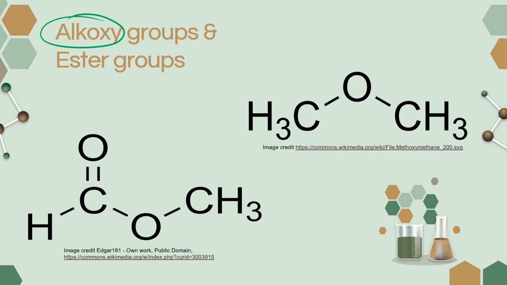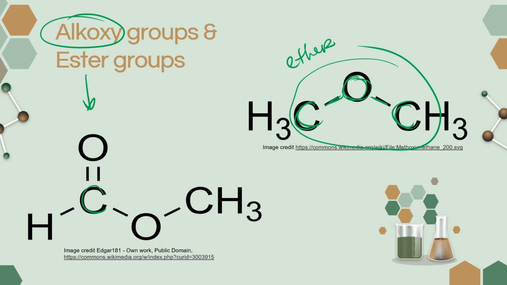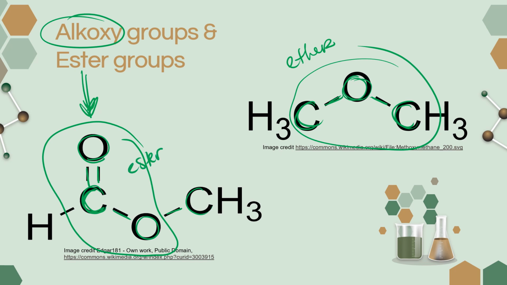Alkoxy groups. Alkoxy groups are going to be single bonded oxygens on 2 carbons. So C, single O, single C. This is an alkoxy group. It's going to be a class of compound called an ether. Esters are similar. We have C, single O, single C, but one of those carbons is going to be double bonded to an oxygen. So this one is an ester group. The class of compound is also called the ester. So ester group, ester molecule, alkoxy group, ether molecule.